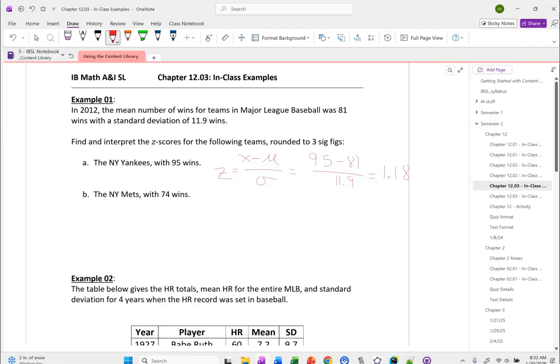Can somebody try on their calculator to compute the z-score for Part B? The Mets, who won 74 games that season, and tell us what we got. So again, I encourage everybody to be following along on their calculator to practice doing these skills. This will be part of the test, which is coming up in not too distant future. We still have the activity to do this week, but the test will be beginning of next week. So don't get too comfortable here.